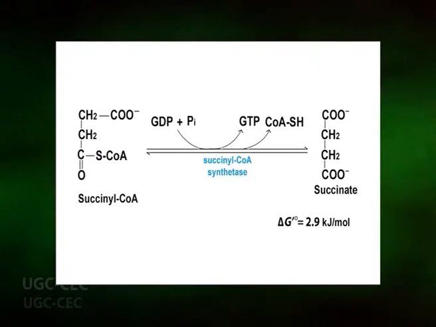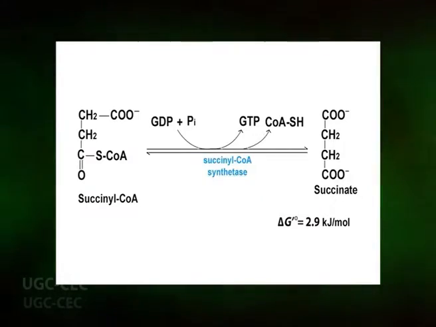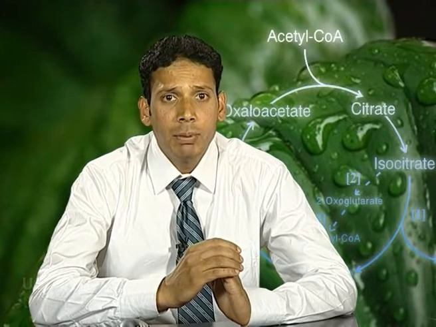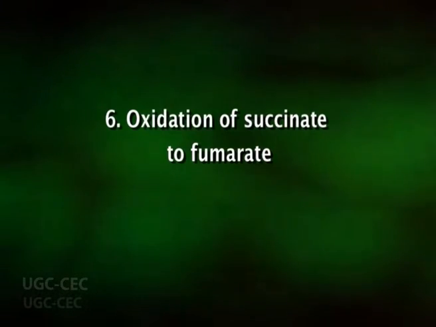The reaction step is catalyzed either by succinyl coenzyme A synthetase or succinic thiokinase. The reaction is as follows, in which succinyl coenzyme A gets converted into succinate and gives GTP in case of animals and ATP in case of plants. Step 6, oxidation of succinate to fumarate.